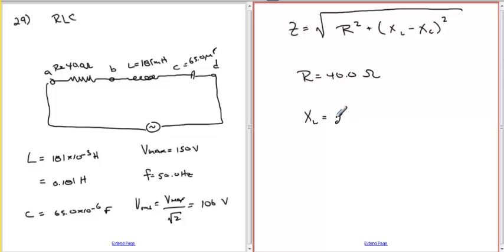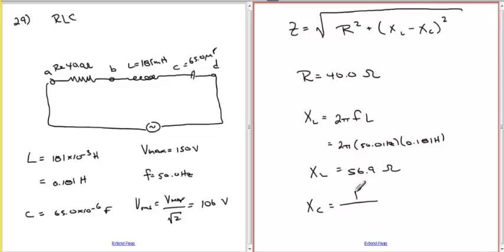We have to calculate the inductive reactance, which is 2 pi f times L. Our frequency is 50 hertz, and our inductance is 0.181 henries. 2 times pi times 50 times 0.181 is 56.9 ohms. So that's the inductive reactance.